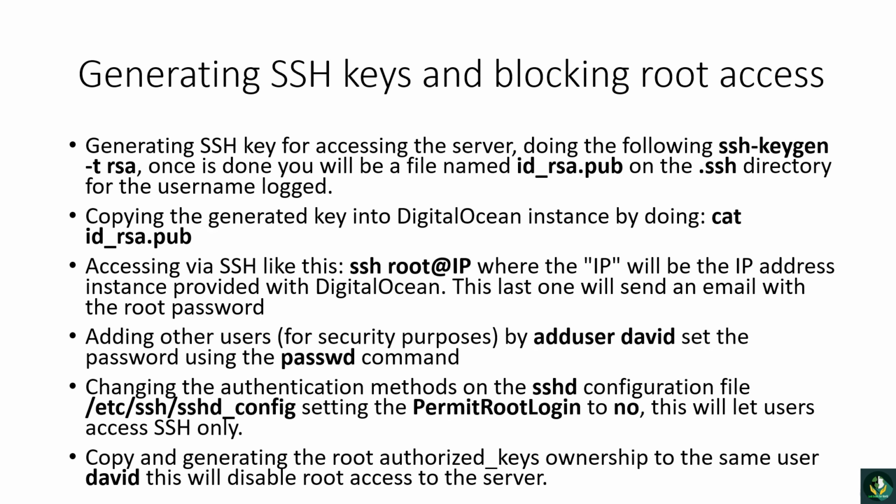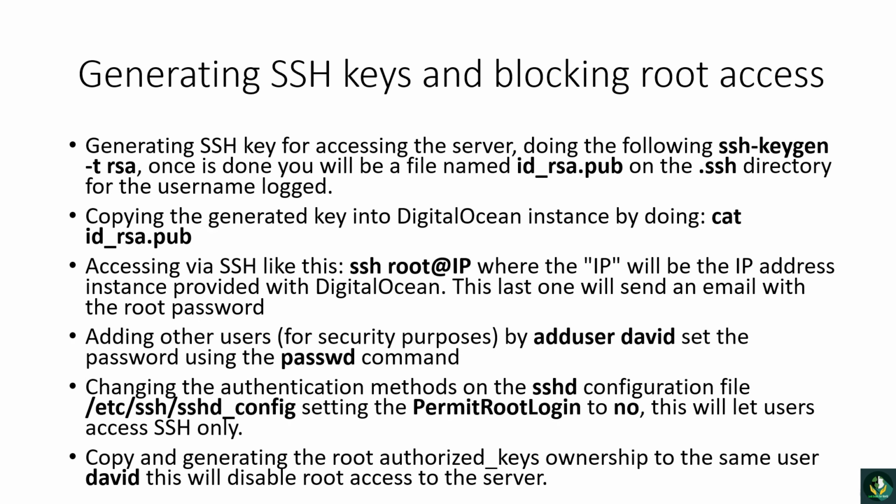Once this command is done, you will have a file named this in the directory of the username. What you have to do now is copy the generated key into the Digital Ocean instance by doing cat id_rsa.pub. After that, accessing via SSH is like this: ssh root@IP, where the IP will be the IP address provided by Digital Ocean. The root password will be sent to the email.